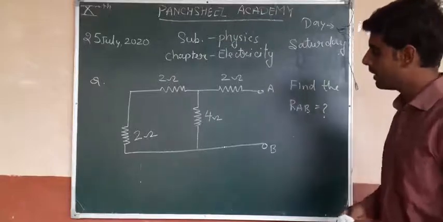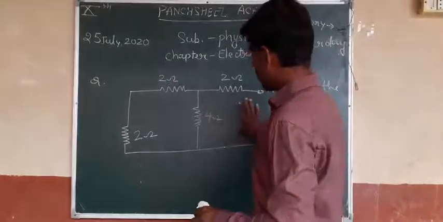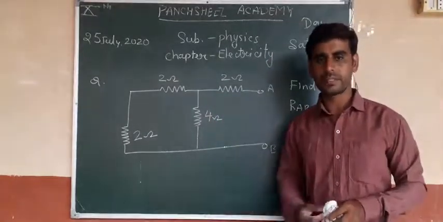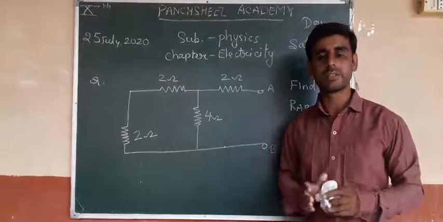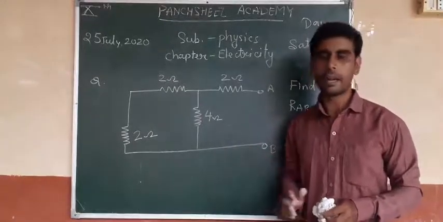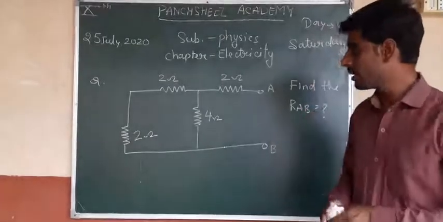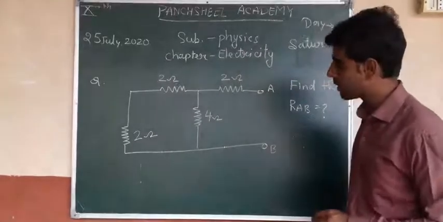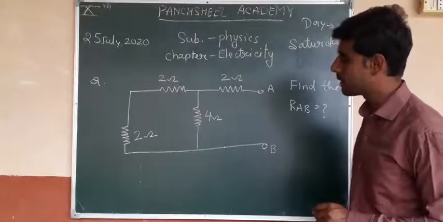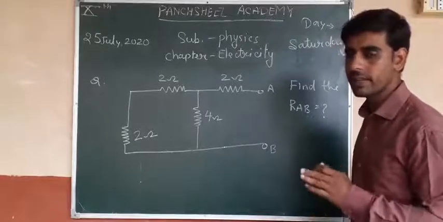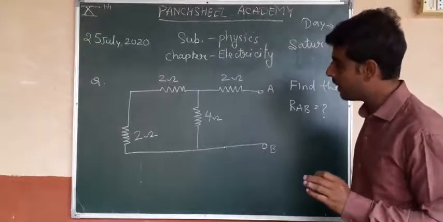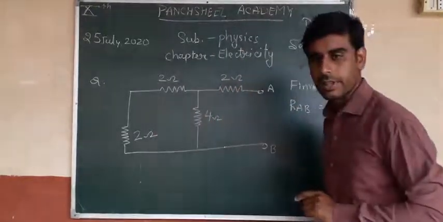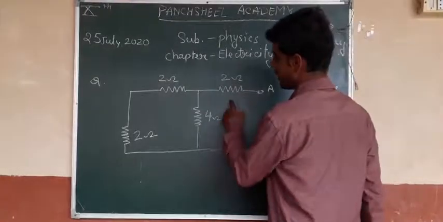In this circuit there is no direct information which indicates that this circuit is in series or parallel combination. So we can just conclude that this circuit is a combination of series as well as parallel. Why? Because these two resistances are in series and these resistances are in parallel.